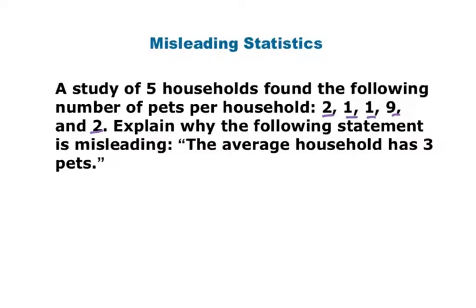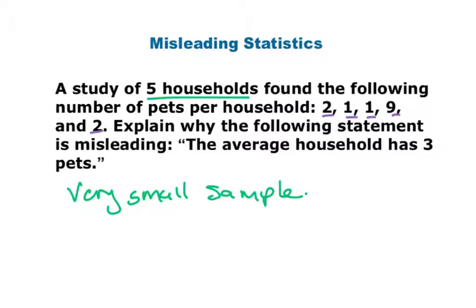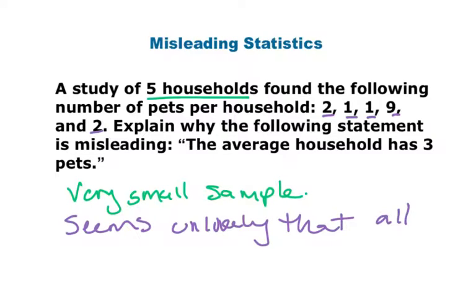Now, I'm not sure, again, because this study is a little bit not specific. They're talking about a study of 5 households, and unless we're talking about like a very small neighborhood, 5 households is probably very small. So it's a very small sample. Along with that, it actually seems very unlikely that all the households have a pet.